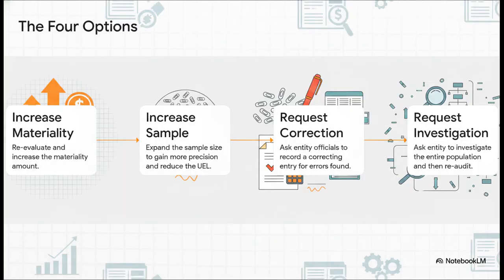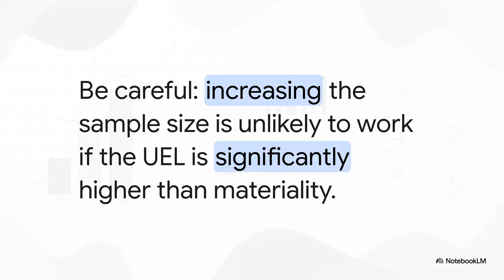And here they are. First, you could try to increase the materiality amount, but that's really rare and you'd need a rock-solid reason. Second, you could increase your sample size, hoping to shrink that UEL. Third, you can ask management to just fix the problem by recording a correcting entry. Or fourth, you can ask them to do a deep dive into the whole population to find the exact error amount. But here's a super important piece of practical wisdom from the manual.